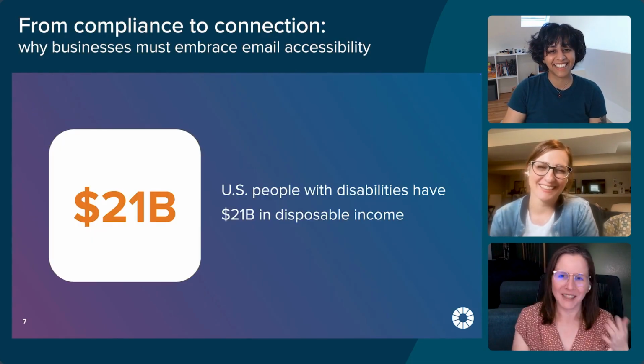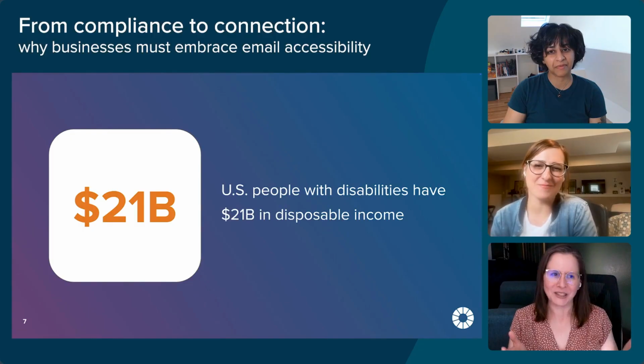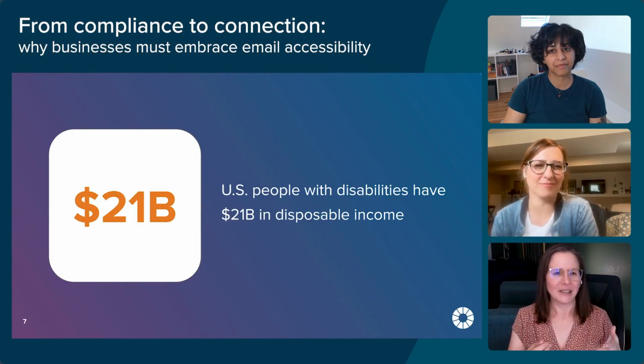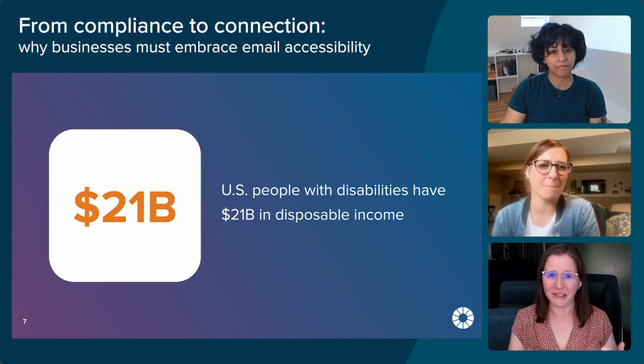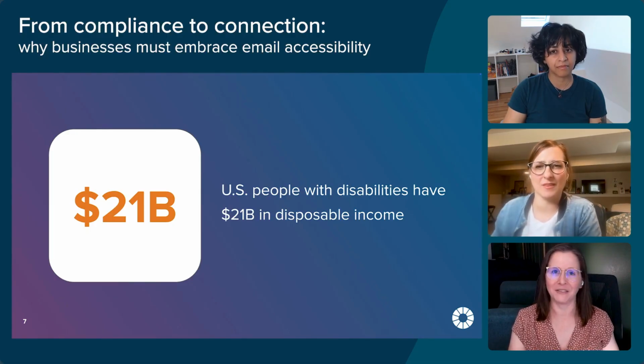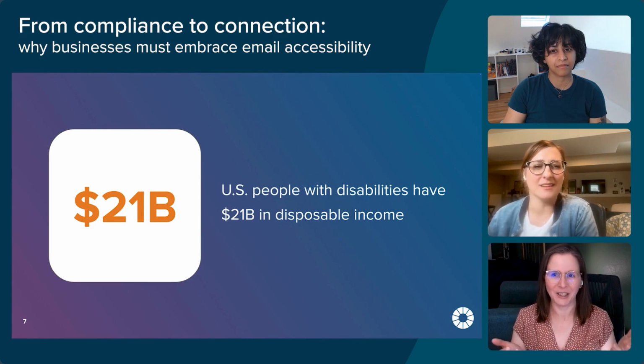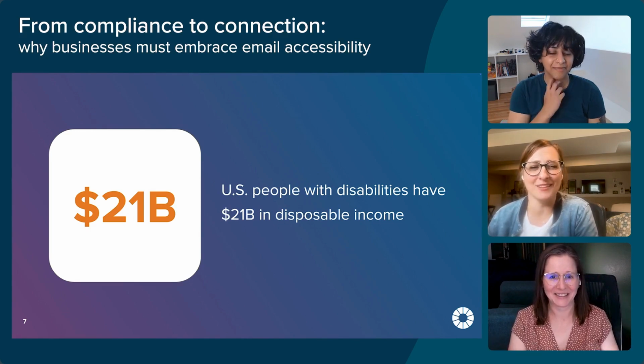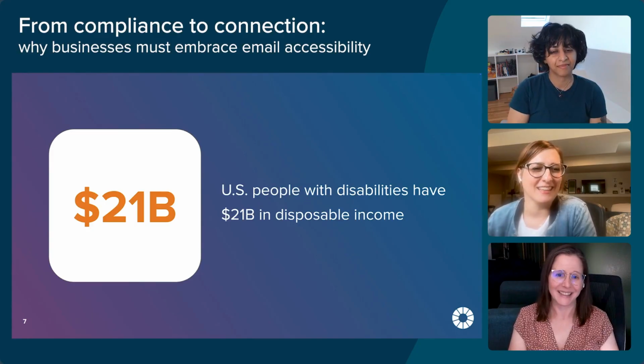And really, I think it's important that all those numbers add up, right? So Americans with disabilities collectively have $21 billion per year in disposable income after taxes and necessities. It's so huge. Not a small number, right?